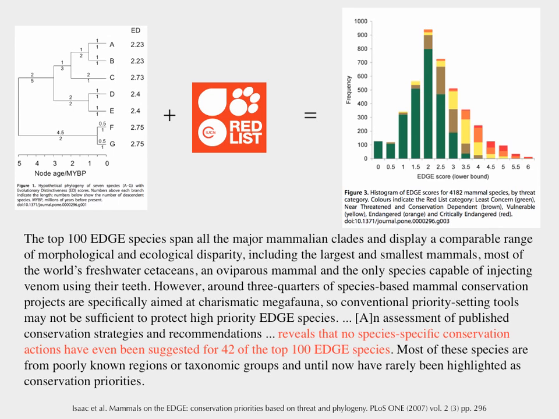And one nice thing is this gives you a different measure. So rather than saying, okay, we have these 40 endangered species, you can give a ranking. So now not all species are equal. Now some species carry more evolutionary history, so it allows you to decide between species.